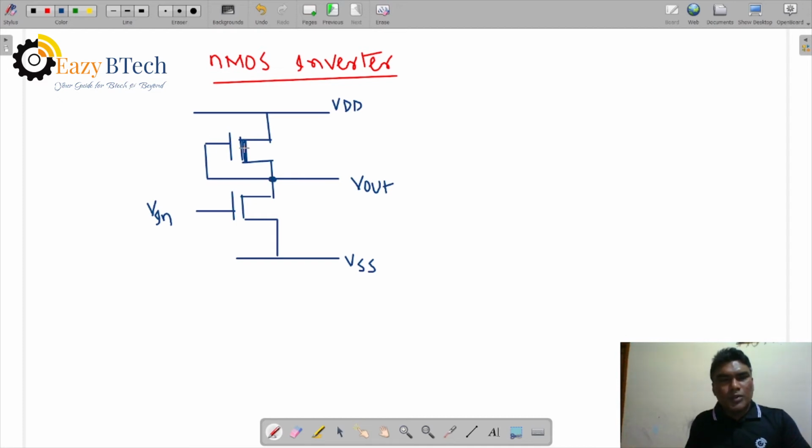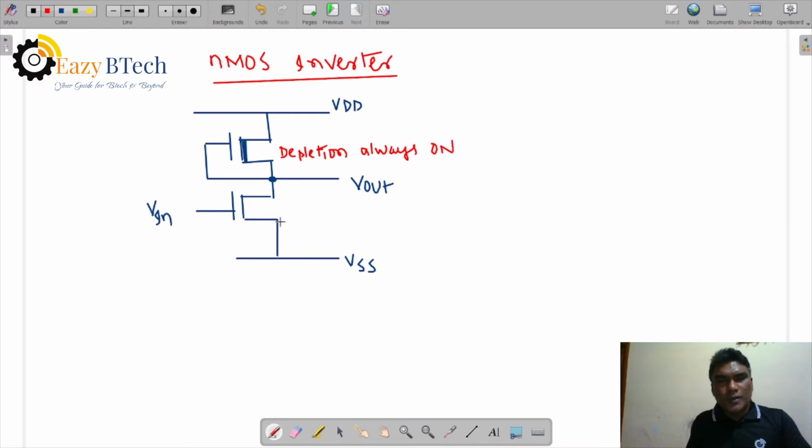Okay. So here is a depletion mode transistor. This one is a depletion mode transistor. It is an always on transistor. The channel is always established. Depletion: always on.